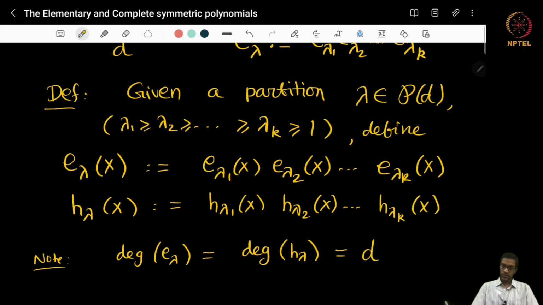This only makes sense if lambda i is less than or equal to n. So maybe I should just put that in there. So assume n is large. Just say it that way for now. So I'll come back to this. I'm just trying to give you a sense of where these polynomials come from.